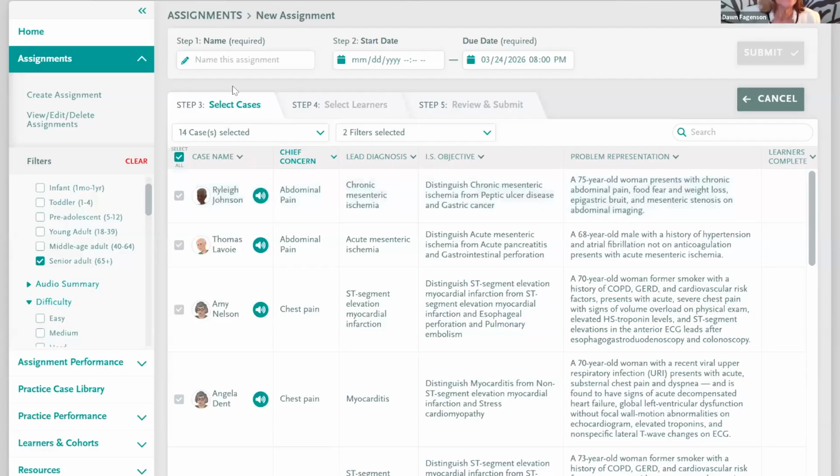Very simple to assign cases. We've made it very user-friendly. So again, it's a 5-step process here to assign a case. And once you assign a case, then it goes to the learner application, which again, Dr. Stevanovsky's going to show you next. So just a quick overview, a little bit about Healer in general. It can be done in any language. 20 to 40 minutes per case.